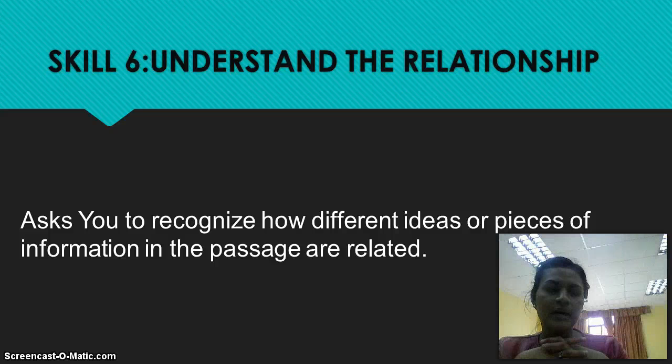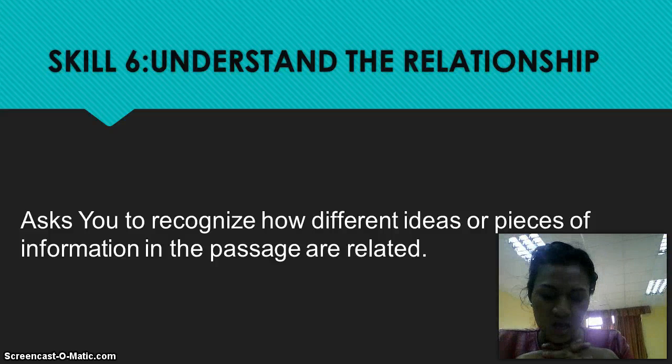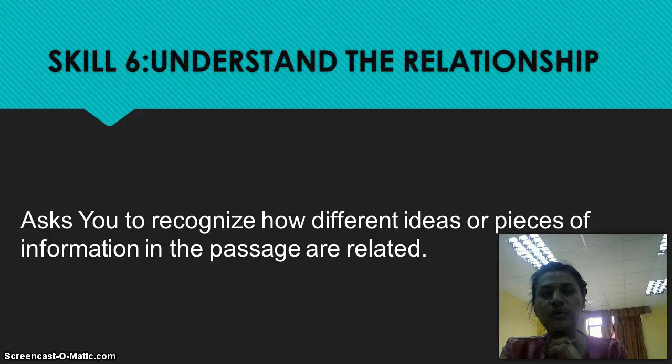How can we identify this? You will find questions like this: What will the speaker most likely do? What does the speaker imply? Or what can be inferred? These questions ask about inferences and conclusions, and they are less common. You can usually find one per passage.